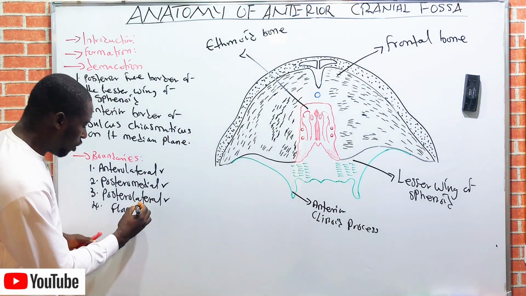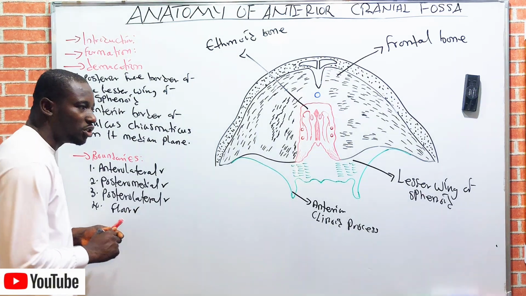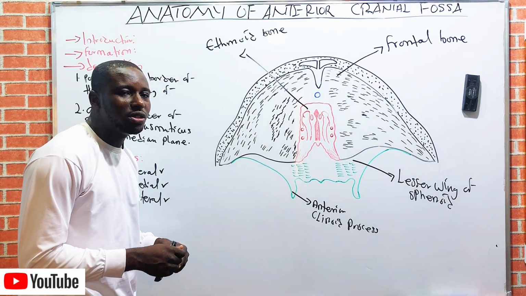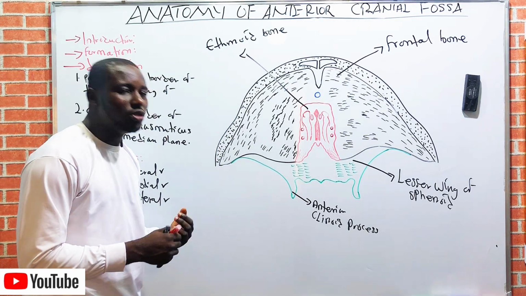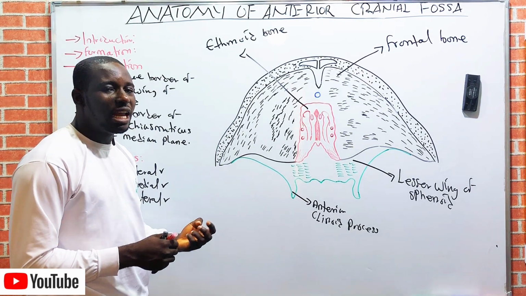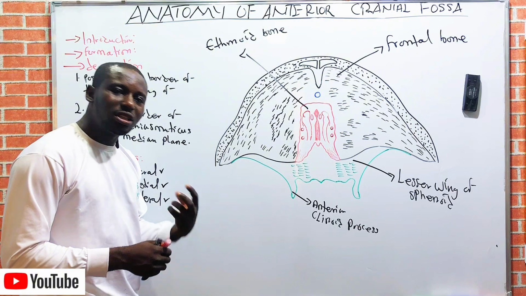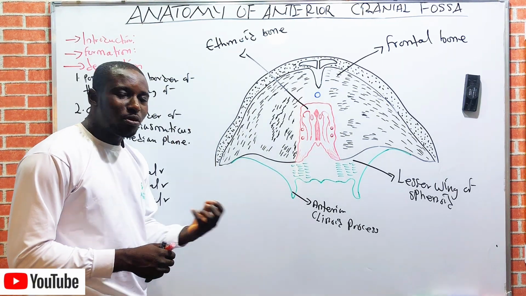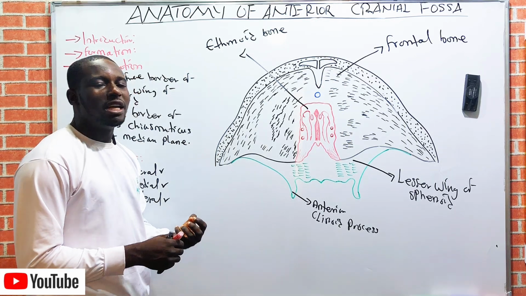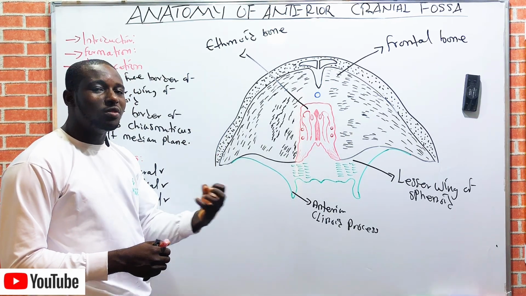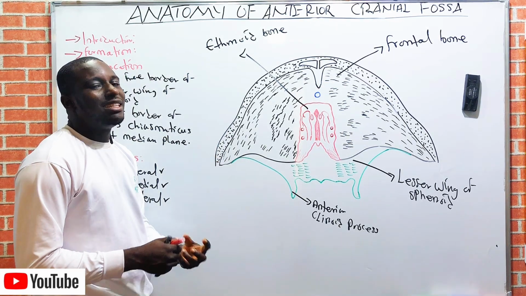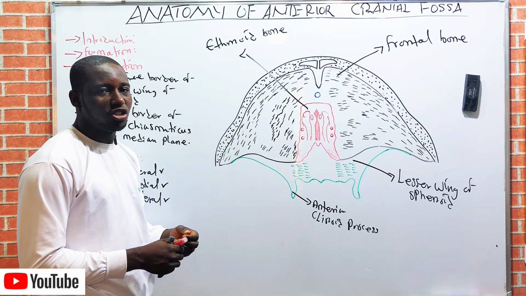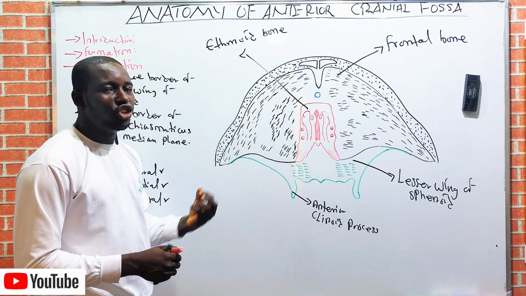Okay, the floor of the anterior cranial fossa is formed by three bones, which I've discussed earlier. It's formed by the frontal bone, particularly the orbital plate of the frontal bone. It is formed by the ethmoid bone. It is formed by the anterior aspect of the body of the lesser wing of the sphenoid. Those are the three bony structures that form the floor of the anterior cranial fossa.